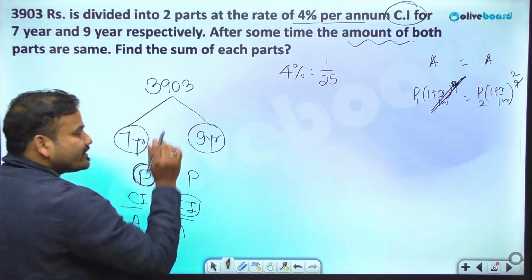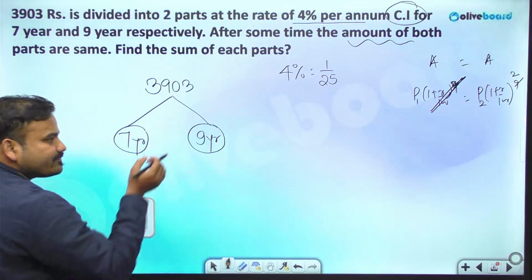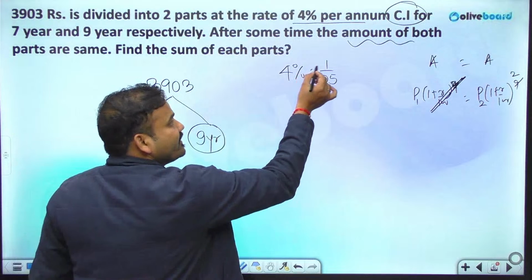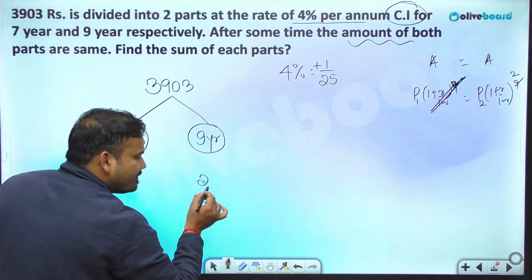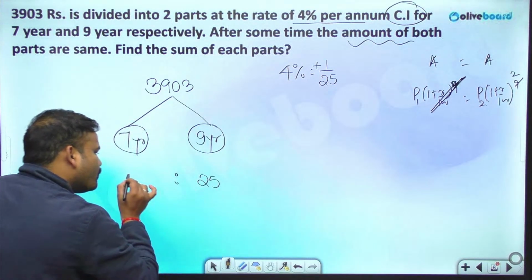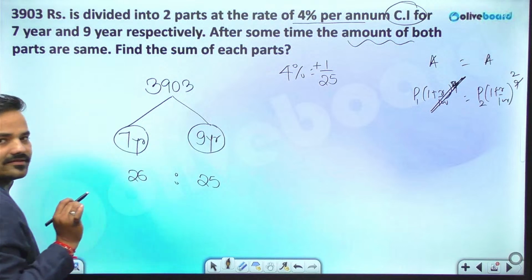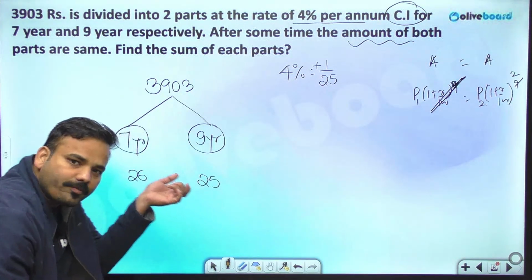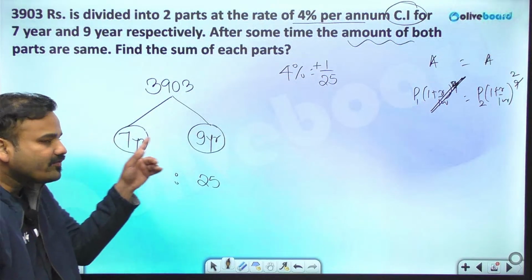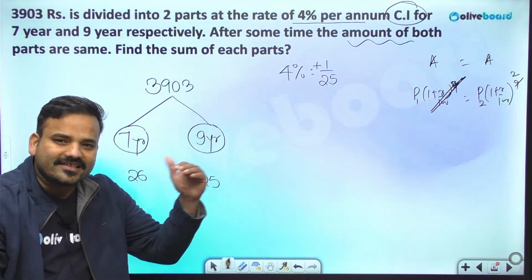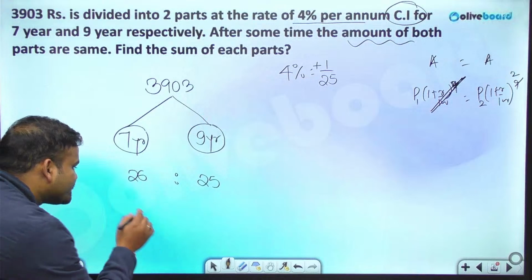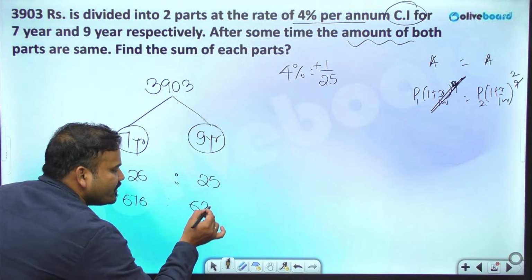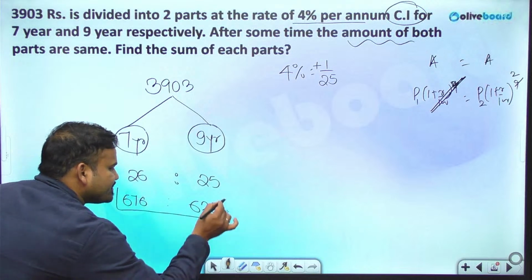What is the rate of interest? 4%. This fellow is getting 4% more interest. 4% is 1 by 25. So what I am doing is giving 4% more principal over here, that is 26. As compared to this person, I am giving 4% more. In the case of 2 years, the value is going to square. Successively, it will increase. So for the next year, the ratio will be 676 and 625.